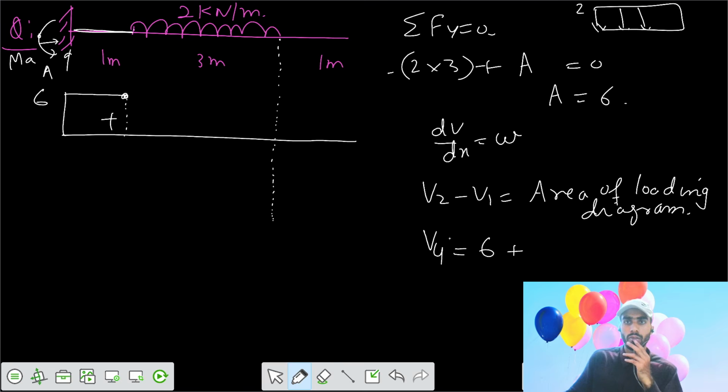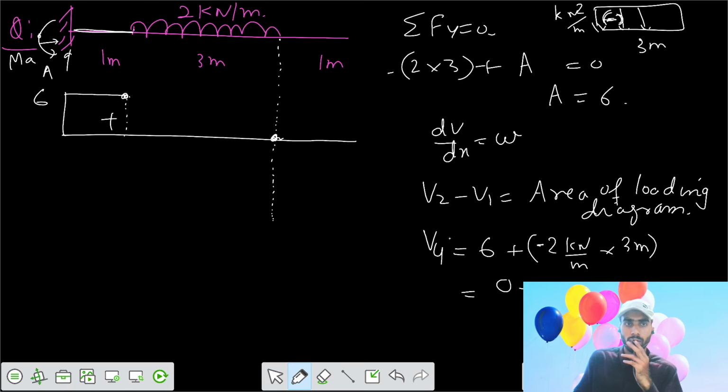Loading intensity of 2 kilonewton per meter for 3 meters. No, this is acting downwards, so the UDL is acting downwards, so your area becomes minus 2 kilonewton per meter into length 3 meter. So your value becomes 0 at this point.